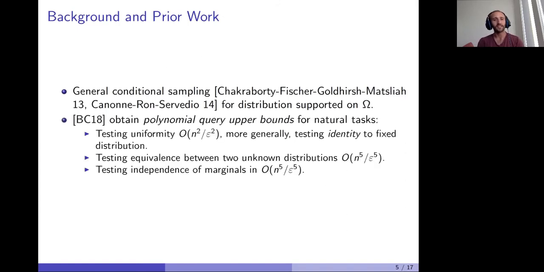Bhattacharyya and Chakraborty showed several polynomial query upper bounds for some natural testing tasks, and in particular, they get around these exponential lower bounds, giving an algorithm for testing uniformity of complexity n squared over epsilon squared.